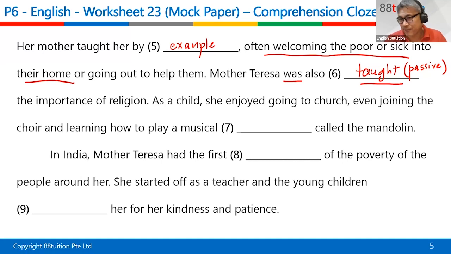As a child, she enjoyed going to church, so it could be the church, of course, right? Even joining the choir and learning how to play a musical, what called the mandolin. So if you know called the, then there must be a noun, something called the mandolin, right? And those of you who have good general knowledge, you will know the mandolin is a kind of musical instrument that looks a little bit like a guitar, except that it's got a very deep, rounded back, right? To play a musical instrument. But anyway, all of you who responded, you sent in your answers, so you got it right for these.